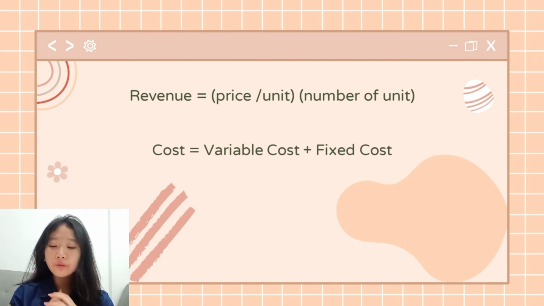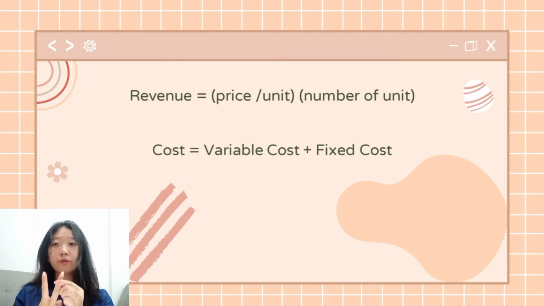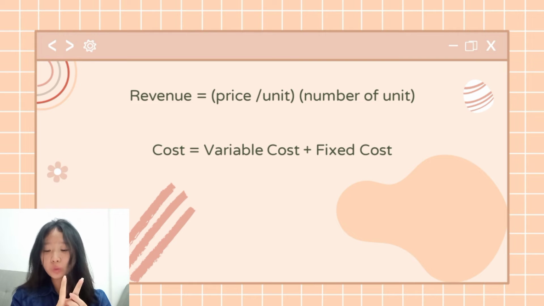In general, we can find the revenue by using the equation of price per unit times the number of units. And the cost is composed of two parts: fixed cost and variable cost. Fixed cost is such as depreciation, rent, utilities, and so on, and remains constant regardless of the number of units produced. The second one is variable cost, which is directly related to the number of units produced. So the cost equals variable cost plus fixed cost.